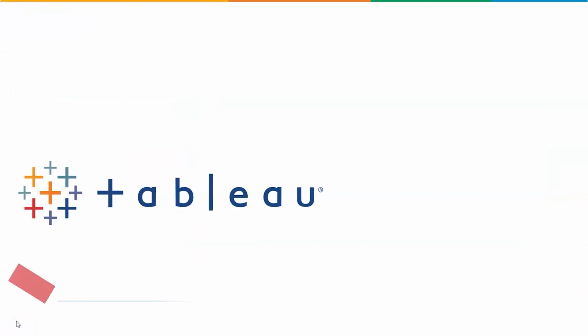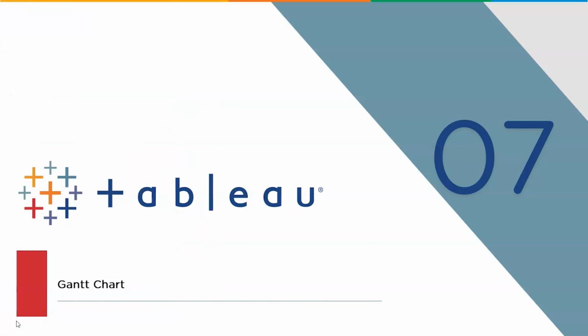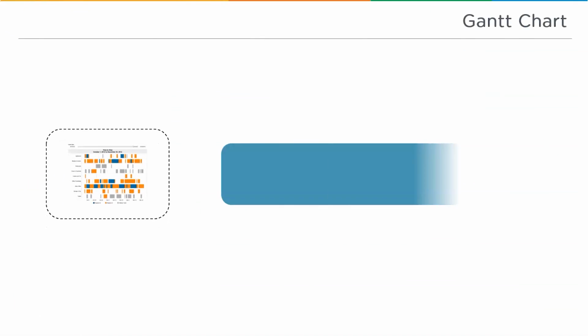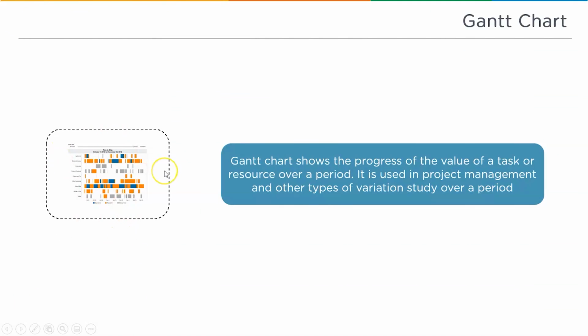Now the next chart in the list is the Gantt chart. A Gantt chart looks something like this. Now what exactly is a Gantt chart? A Gantt chart shows the progress of the value of a task or resource over a period. It is used in project management and other types of variation study over a period.